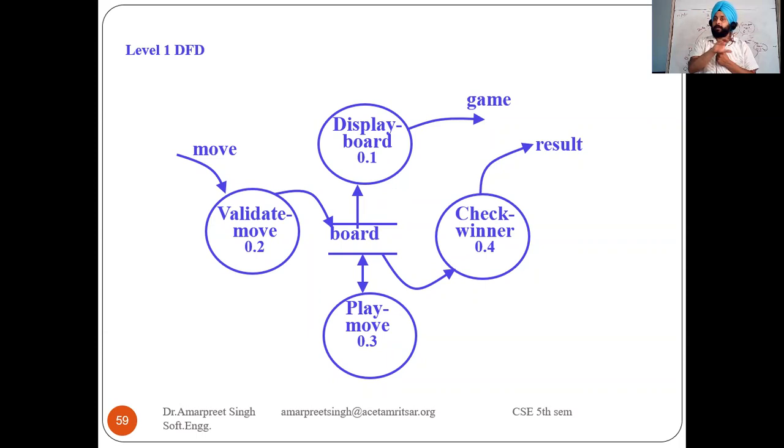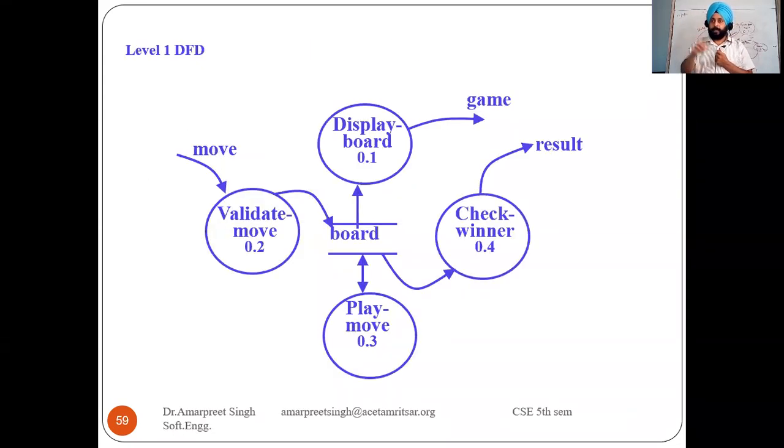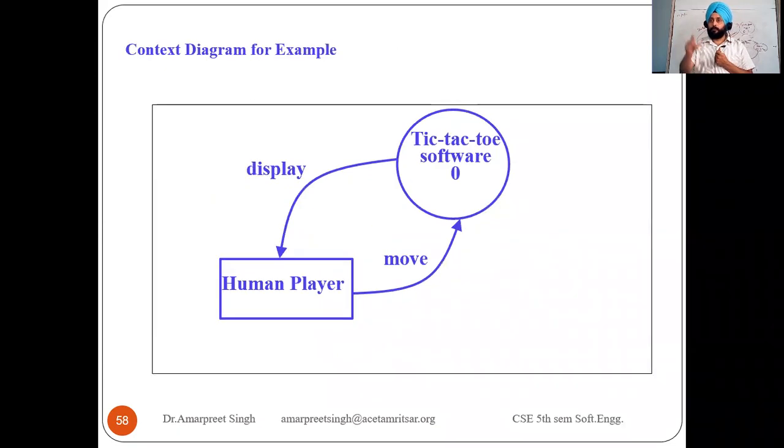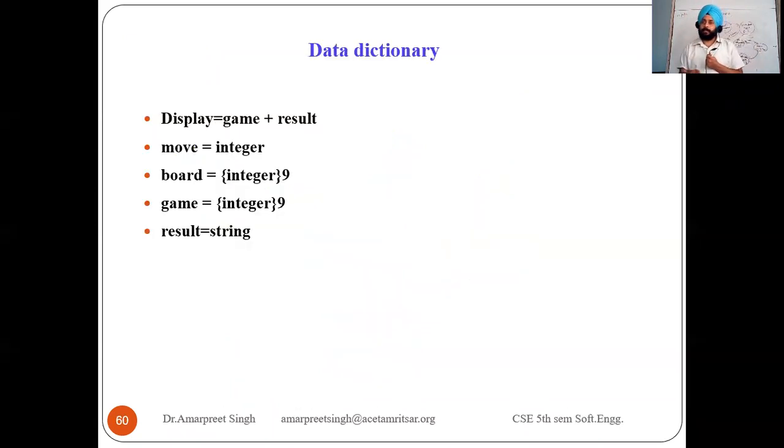So bubble 0 is exploded into 0.1, 0.2, 0.3 and 0.4. The main function is exploded into 4 sub functions. Going back one slide, here also the move is the input and the display is the output. Just see here, next level: the move is the input and the result, that is the display, is the one output. The data dictionary for this is display, move, board, game and result.